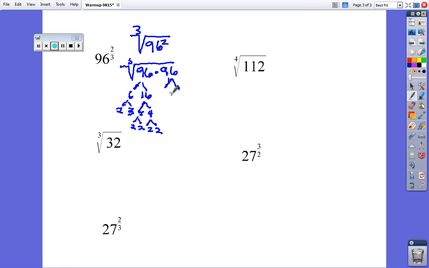Now there's other ways, of course. I could start out here with 2 times 48, and we could do 2 times 24, 2 times 12, 2 times 6, and finally 2 times 3. So let's look for those triplets so we can take out some numbers. Here we have a triplet. So we can write 2 once.